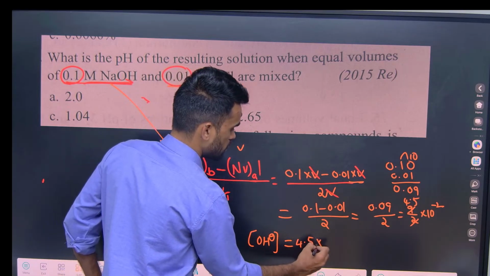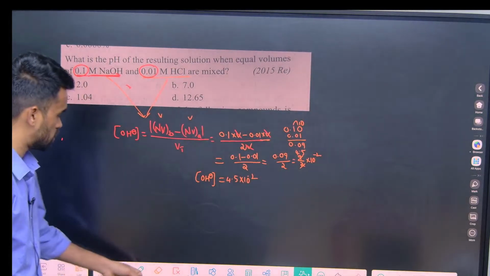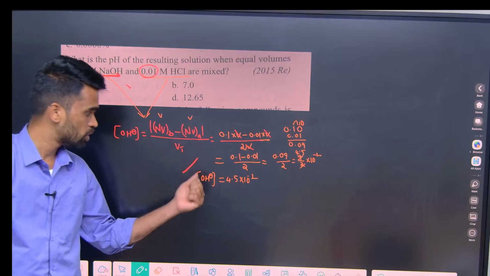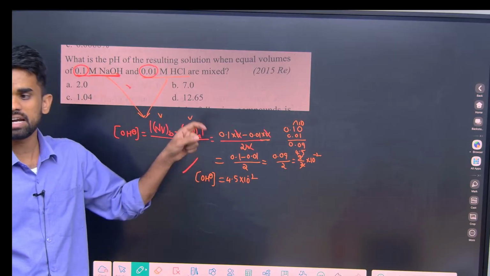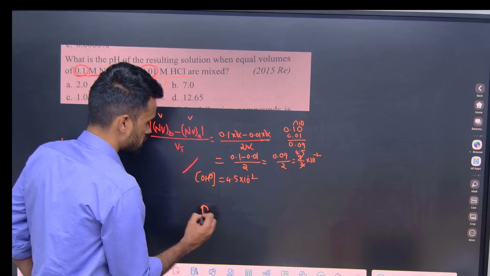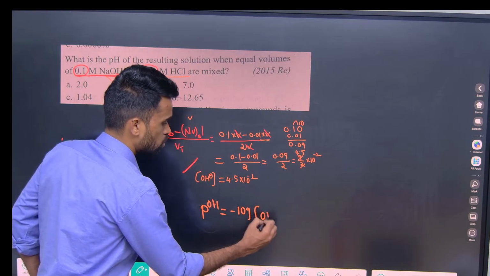4.5 into 10 power minus 2. Now what they are asking is the pH of the resultant solution. What we got here is the OH minus concentration. So now if OH minus is this much, then calculate from it the pOH. So pOH will be equal to minus log of concentration of OH minus.